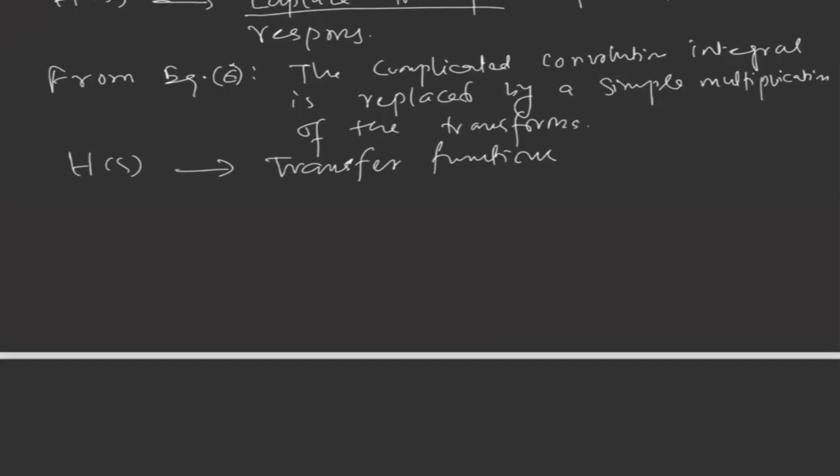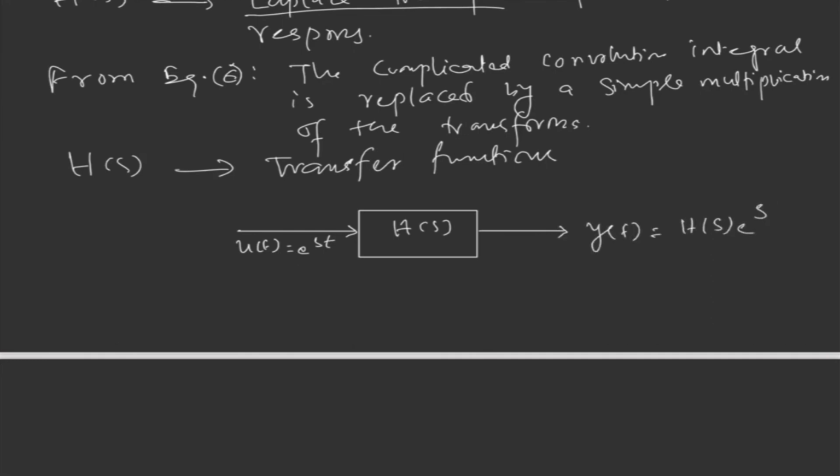Now we have a transfer function H(s), and we are applying some exponential input function u(t) equal to e to the power st. The output from this transfer function block, y(t) in the time domain, is H(s) times e to the power st. Here s is a complex number, sigma plus j omega, with a real part and an imaginary part.